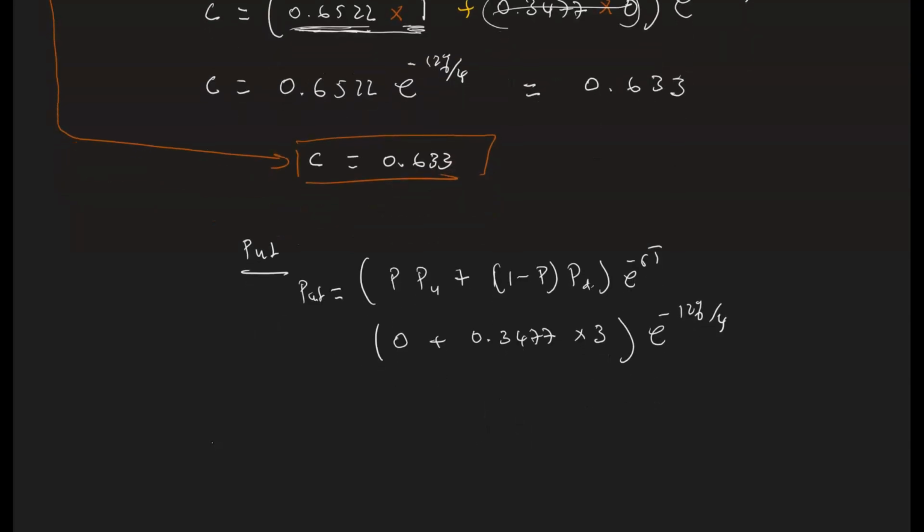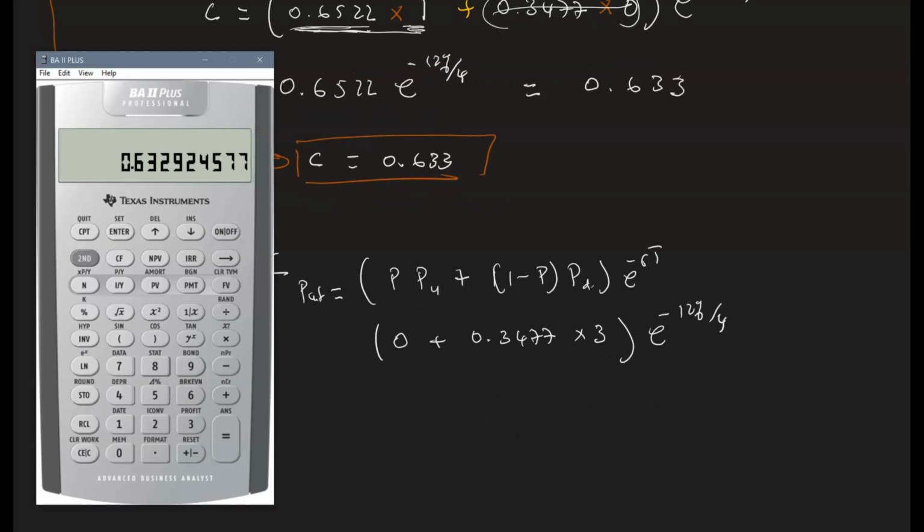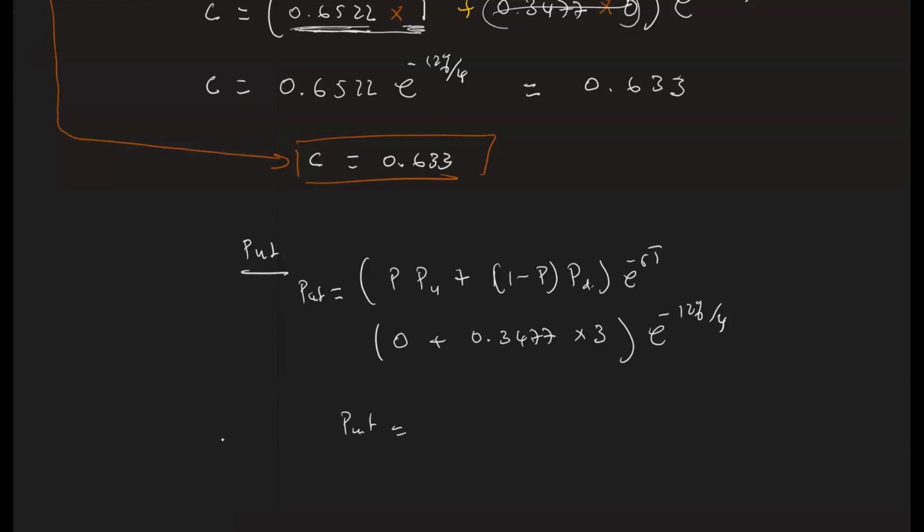So essentially what do we have? We have 0.12 divided by 4, equal minus, second function exponential, and then we're going to multiply that by 3, and then we're going to multiply that again by 0.3477, and what we're going to have is 1.012. So our put option value is going to be equal to 1.012.